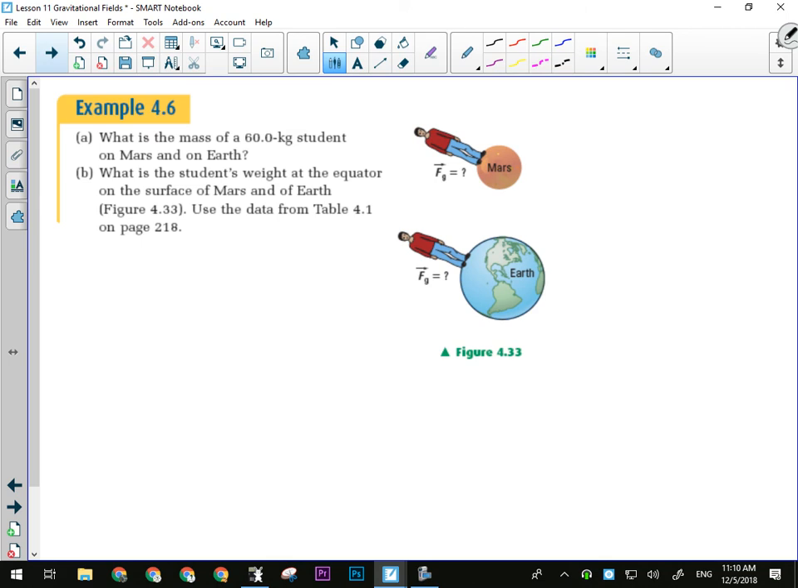Now, the second part asks you to calculate the student's weight. So is that gravitational field strength or force of gravity? It's force of gravity. Weight is the force of gravity. So all this question is asking, remember the difference between the two. Mass and weight are different.